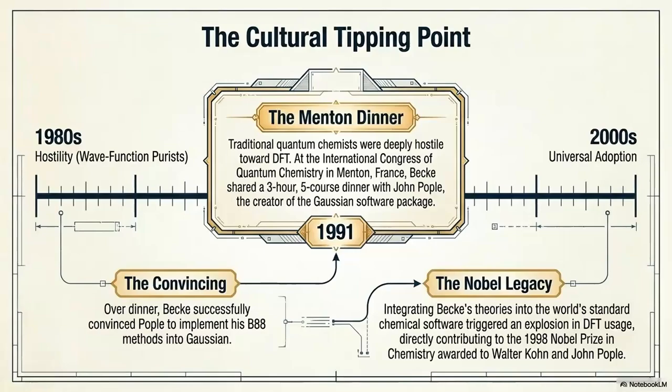By successfully convincing John Pople to integrate B88 methods into the Gaussian software package, Becke transformed a decade of scientific skepticism into universal adoption. This pivotal moment triggered a global explosion in DFT usage, directly contributing to the 1998 Nobel Prize in Chemistry. It remains a testament to the power of intellectual diplomacy, marking the exact night a controversial theory began its journey toward becoming the bedrock of modern molecular simulation.